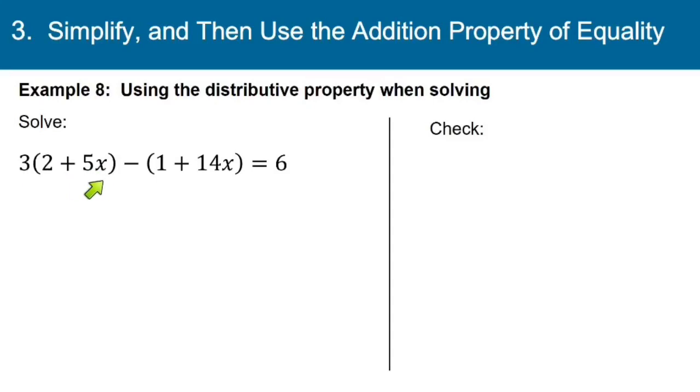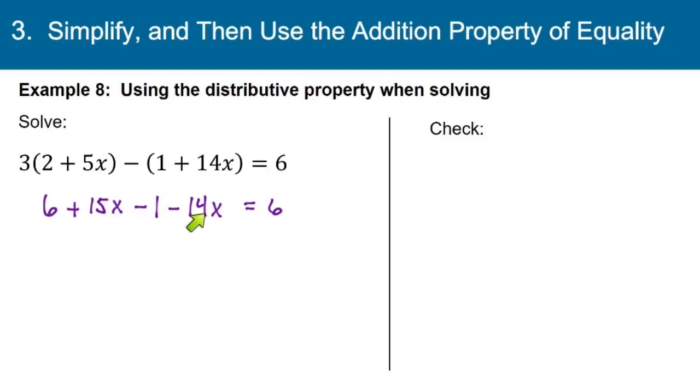Now here's one where we have a couple of pairs of parentheses. So we need to eliminate the parentheses before we start trying to solve. And of course we will do that with the distributive property. So here I'm going to multiply 3 times each of these terms, and then I'm going to distribute the minus sign into this set of parentheses. So 3 times 2 is going to give us 6. 3 times positive 5x is going to give us plus 15x. Now remember that distributing a minus just changes all of the signs, so that's going to give us minus 1 and minus 14x, and that's equal to 6.